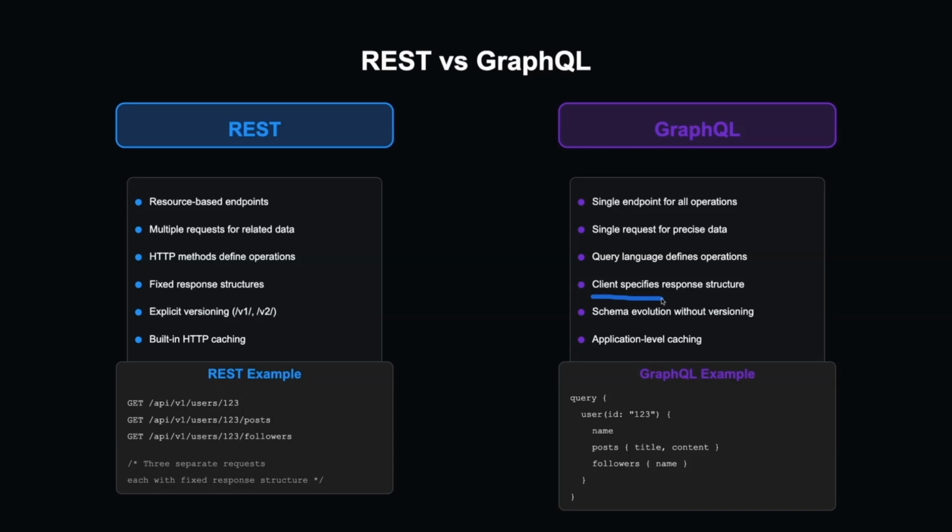This means that the client needs to specify the response structure, and in this case the schema evolution is without versioning. So here, as you saw, it is with V1, V2 and so on. In this case, the schema usually evolves without versioning, but there is also a common pattern to start versioning the fields. For example, you can have followers v2, and that will be the second type of followers schema. But you can also go without versioning, so you can just start modifying the followers or posts if you are sure that there are no other clients using your old API. And in this case, you can leverage the application level caching instead of the HTTP caching.